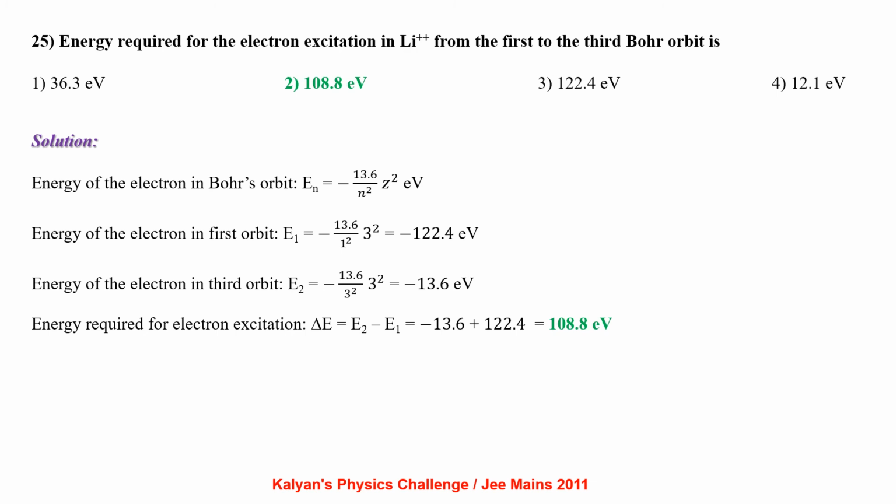Now the energy of the electron in the third orbit will be minus 13.6 by 3 square into 3 square. That comes out to be minus 13.6 electron volt. Energy required for the electron excitation delta E equal to E3 minus E1. That comes out to be 108.8 electron volt.